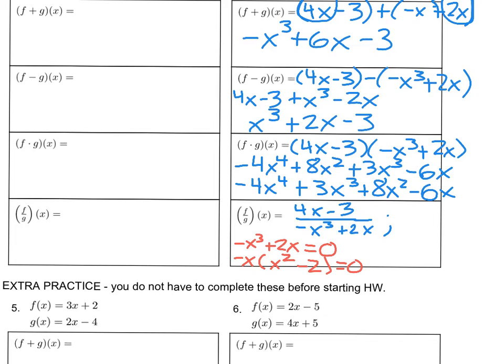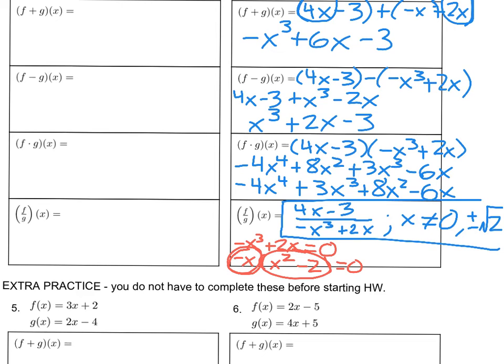Right, so what would make that equal 0? Well, if negative x was 0, the whole thing would be 0. Also, if you solve x squared minus 2, you would get x squared equals 2, and then you square root both sides, so x equals plus or minus radical 2. So our domain restriction is x cannot equal 0, and it also cannot equal plus or minus radical 2. So you have to figure out everything that would make the denominator equal 0.